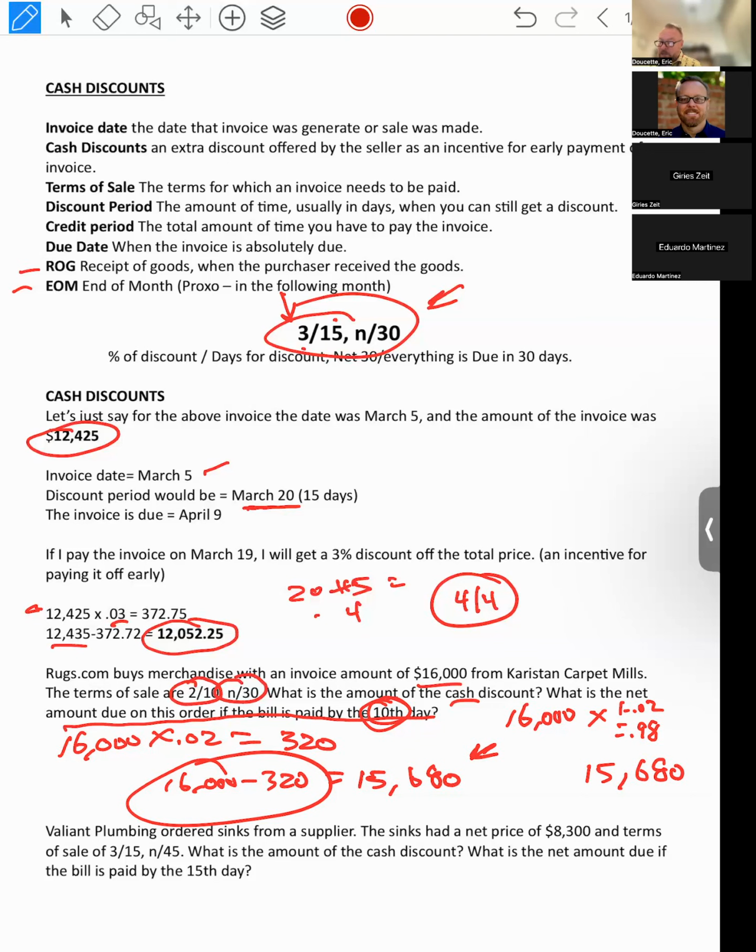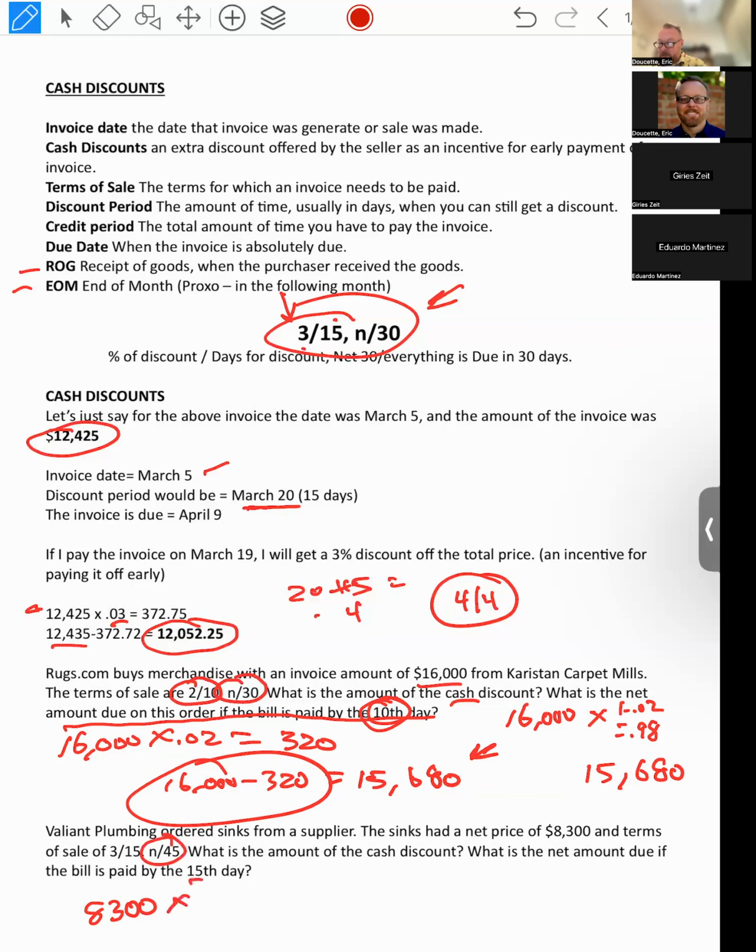Valiant Plumbing orders sinks from a supplier. The sink has a net price of $8,300. The terms of the sale are 3/15, n/45. n/45 means I have up to 45 days to pay the whole thing. But what if I paid the full amount on the 15th day? How much would I owe?